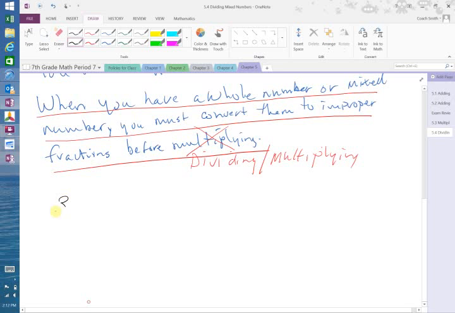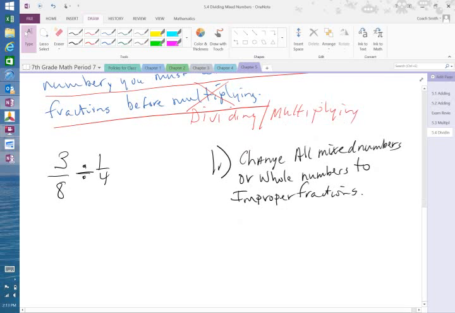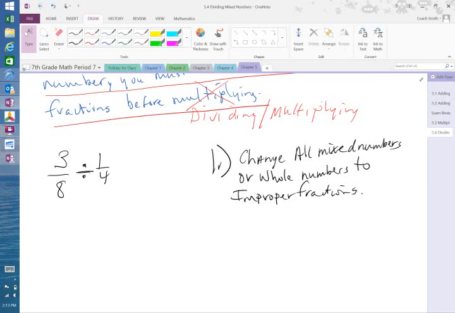Okay? So, this applies today, because here's why. I'm going to take a division problem, 3/8 divided by 1/4. Okay? Step 1. Change all mixed numbers or whole numbers to improper fractions. That's step 1. Do I need to do step 1 in this problem? Is there any mixed numbers or whole numbers in this problem? No. So step 2.